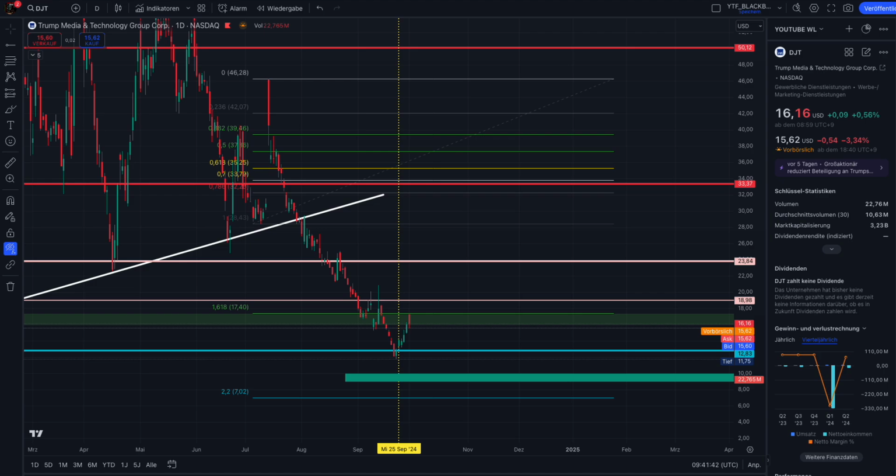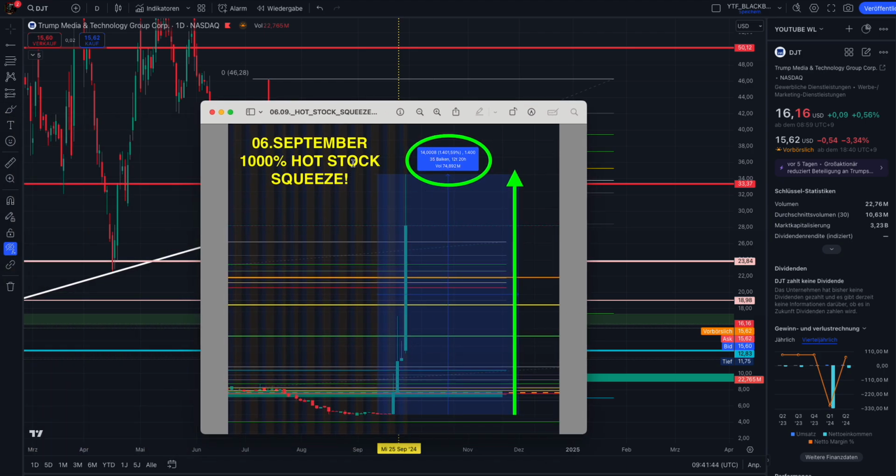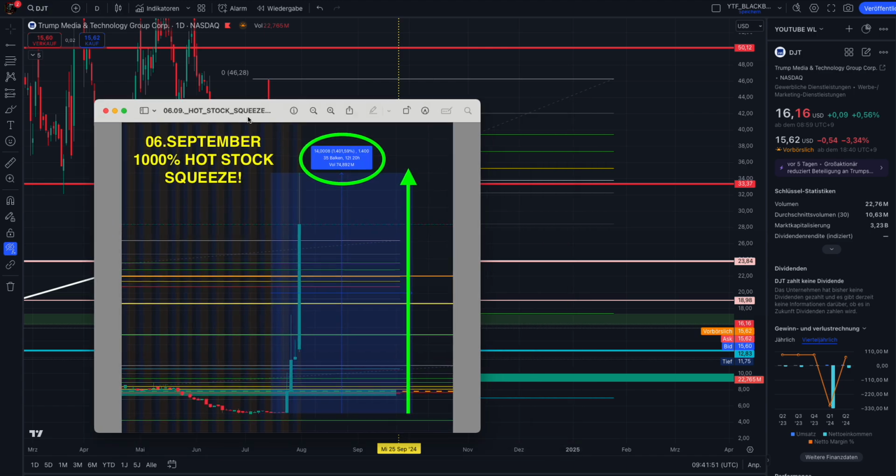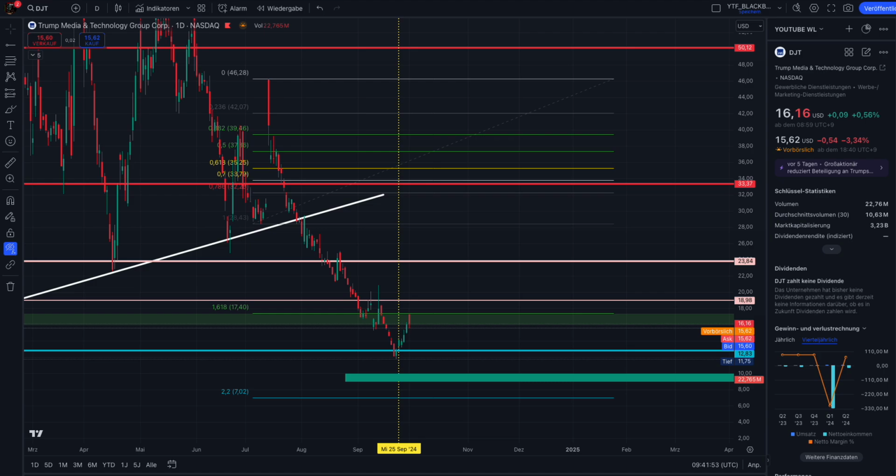I also had the biggest squeeze in September, this one here, 1,400%, one of my hot stocks. I tried to predict a bigger one in October, guys. Nothing is guaranteed, of course. I cannot see the future, but I give my best to predict short squeeze stocks, guys.